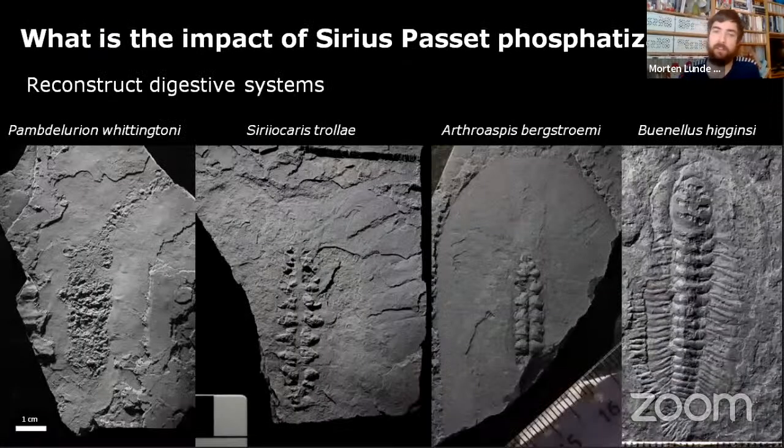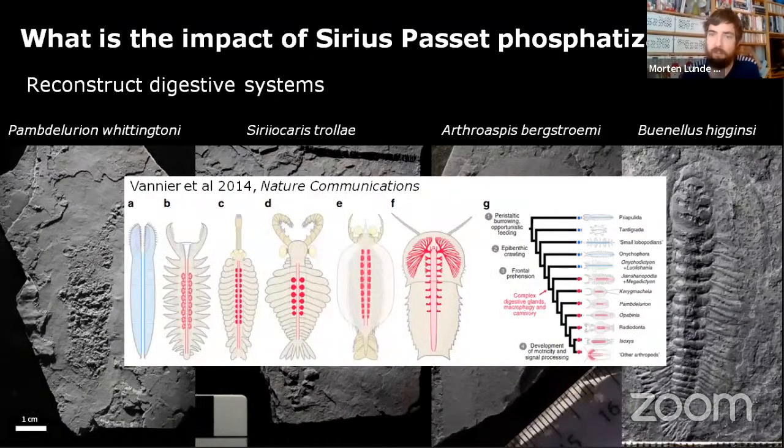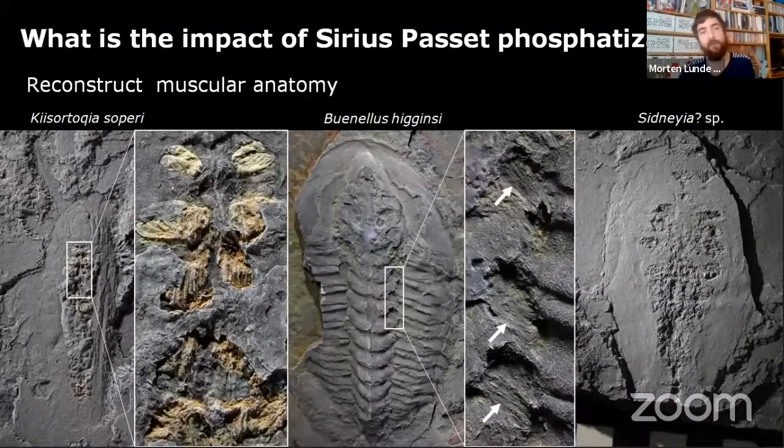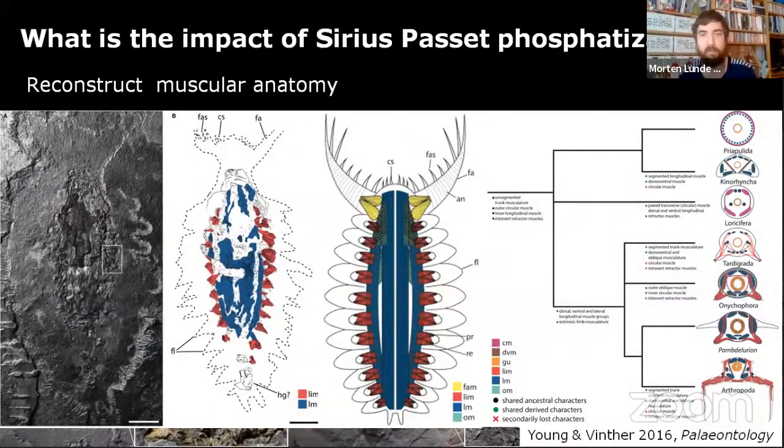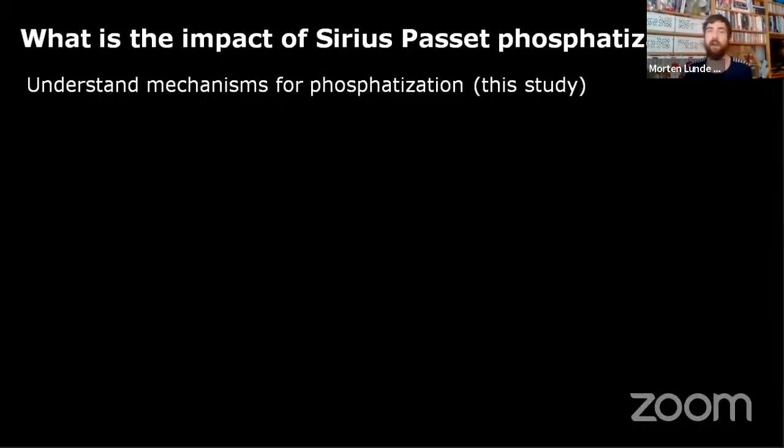So all these phosphatized tissues can be used to reconstruct the internal anatomies of early animals, as for example, the digestive structures seen here in some panarthropods. And this holds both ecological as well as phylogenetic implications. And we can do the same for the muscle anatomy in a range of different taxa as well. And this has already been done for the gilled lobopod Pambdelurion by Young and Vinther in 2016. But here we're going to focus on how we can also better understand the mechanisms for phosphatization.